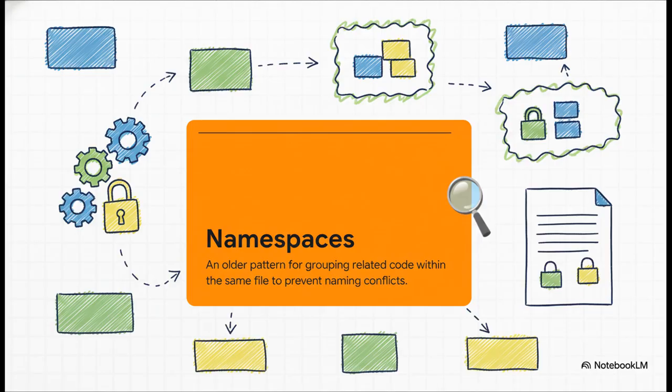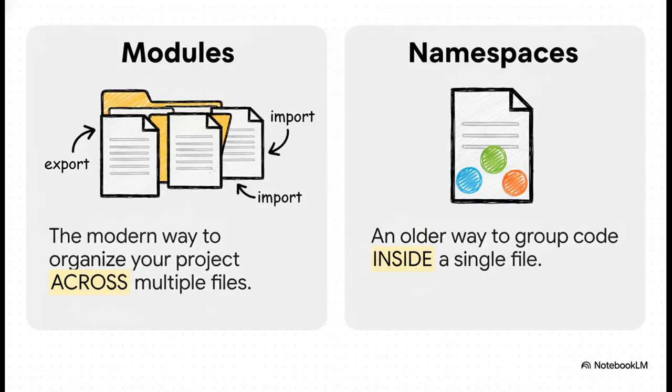Now, you might also bump into something called namespaces. This is an older way of doing things. The key thing to remember here is that this was designed for organizing a bunch of code that was all living together inside one giant file. It was a way to create little boxes for your code so their names wouldn't clash. So, to really drive it home, modules are for organizing your code across many different files. That's the modern way. Namespaces, that's the older way for grouping things that are all stuck inside just one file. For any new project, you're going to be using modules, for sure.